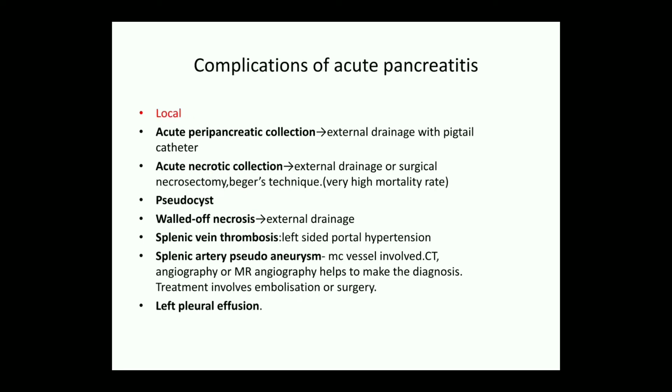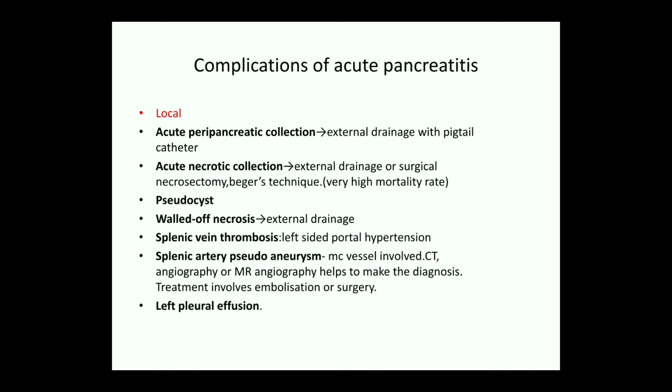So after the management, some of the complications of acute pancreatitis. In acute pancreatitis there are local complications as well as systemic complications. In case of local complications, as I said from the Atlanta classification, those four definitions like acute peripancreatic collection, acute necrotic collection, pseudocyst, wall of necrosis.